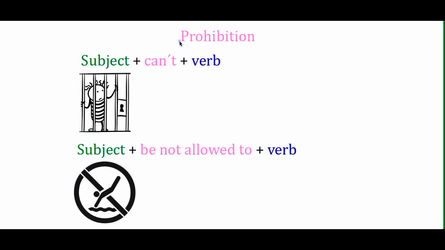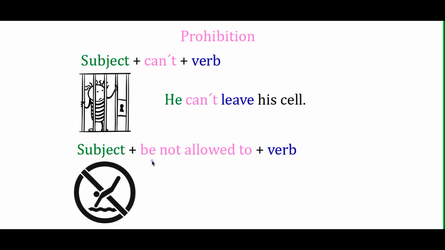Finally we have prohibition. One formula we could use for prohibition is subject, can't, and verb. In this image we have someone who is in prison, and there are lots of things prisoners can't do. For example, he can't leave his cell. Okay, he's prohibited. He's not allowed. He can't leave his cell.